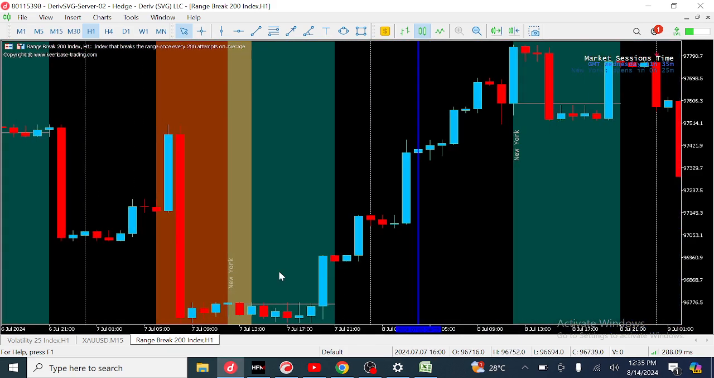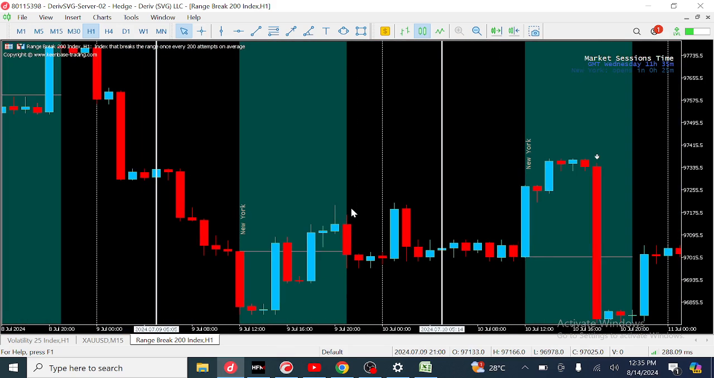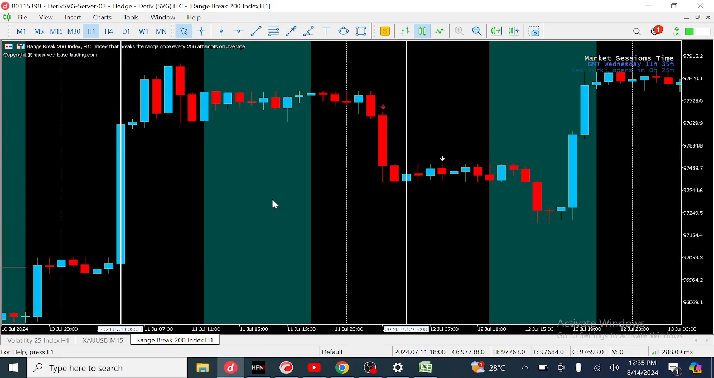So let's go on, let's go on. Remember, this is 1 hour, and I think we started from, is it May or April? We are currently in July, okay? So we go on. Yes, this is on the same day, red and white. You go in, and then price drop to the downside, but after some time it spiked to the upside.